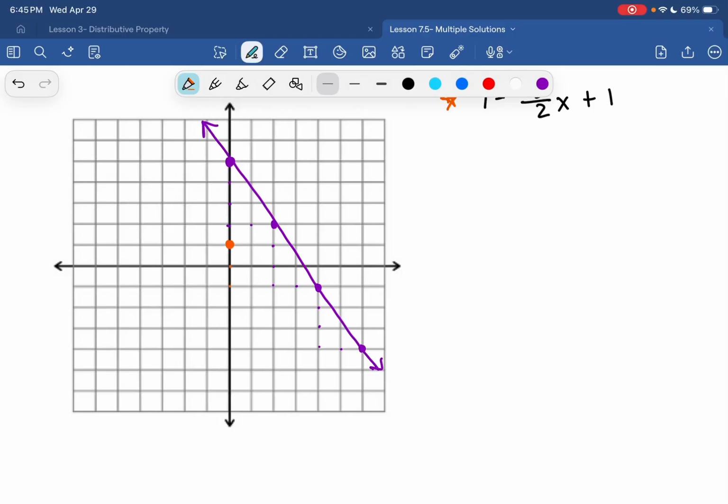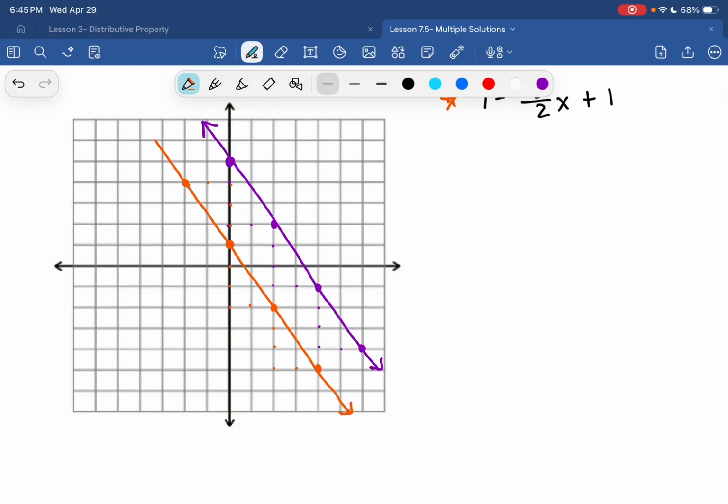So 1, 2, 3, 1, 2. Okay, now I'm going to do 1 point going the inverse way, right? Because a line doesn't just go one way, it goes the other way. So now I'm going to go up 3, 1, 2, 3, and to the left 2, 1, 2. Okay, so at this point now, you should have 2 lines on your graph.